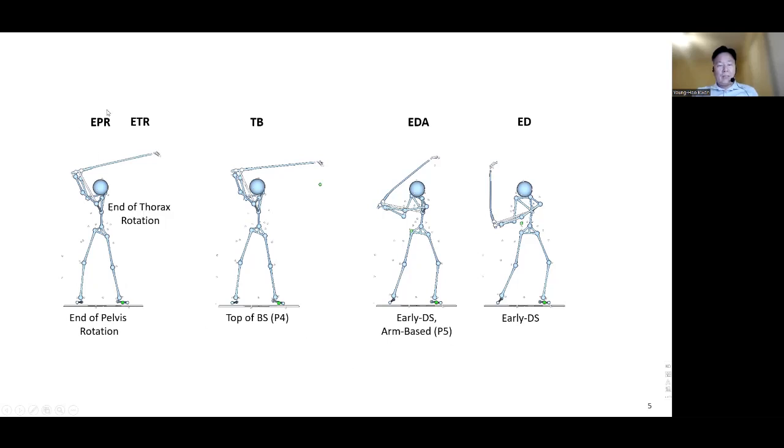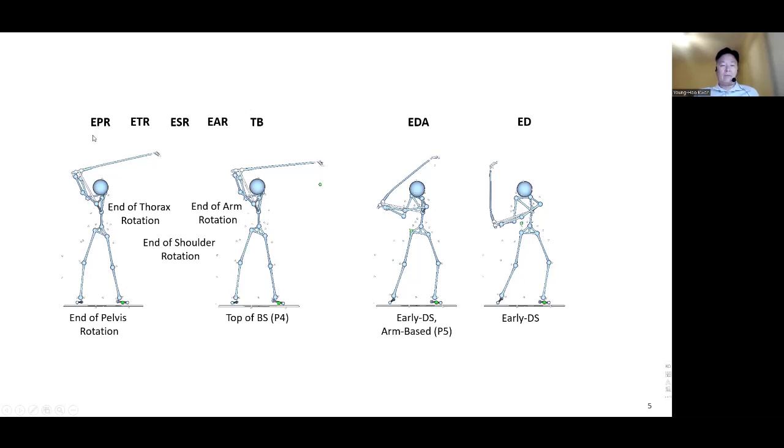And then between end of pelvis rotation and the top of backswing, we can define some additional events based on the transition point. So ETR is the end of thorax rotation. ESR is the end of shoulder rotation. EAR is the end of arm rotation. So between EPR and TB, this phase is defined as the transition phase in my case. I define this time interval as the transition phase.